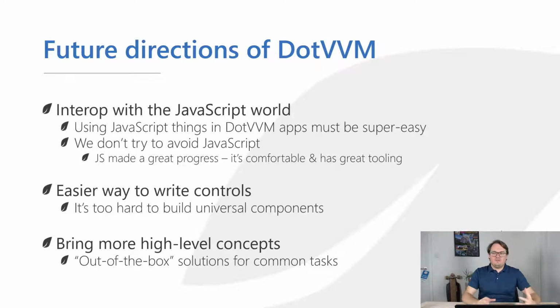We want to have a nice API that would allow you to interact from JavaScript to .vvm and from .vvm to JavaScript. So both two-way communication, something like that.